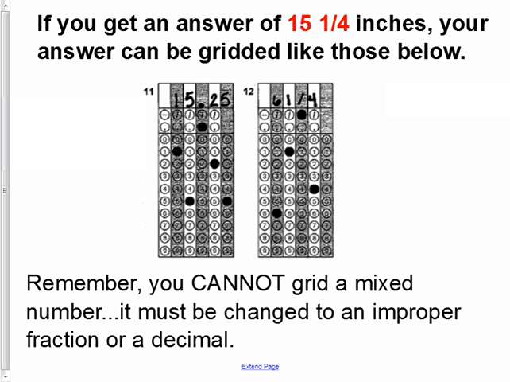And again, notice you cannot grid a mixed number. It has to be changed to an improper fraction or to a decimal. So we cannot put a 15 and then leave a space and then put a 1/4. Because if we did, it's going to get marked wrong because of the space between the 15 and the 1/4.